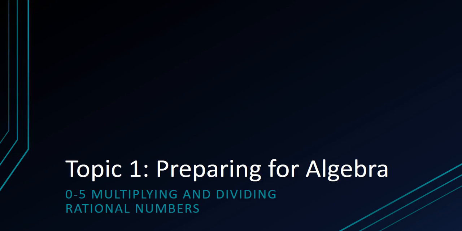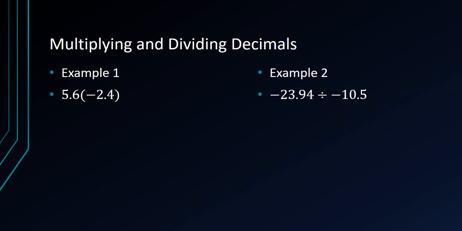Alright, so the last video we talked about adding and subtracting rational numbers. So this time we're going to talk about multiplying and dividing rational numbers. The first thing that we're going to talk about is multiplying and dividing decimals. When we were adding and subtracting them, we had to make sure the decimal points lined up. Now that's not necessary when you're multiplying. When you're multiplying, you actually want the last numbers to line up.